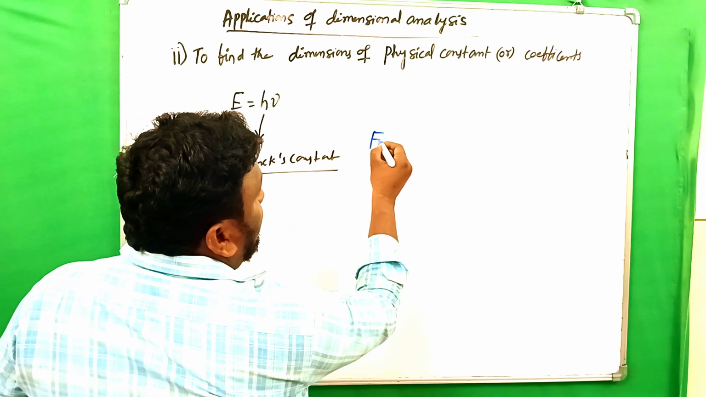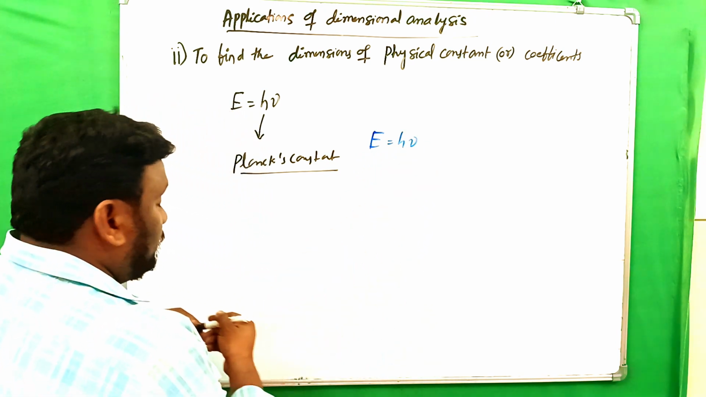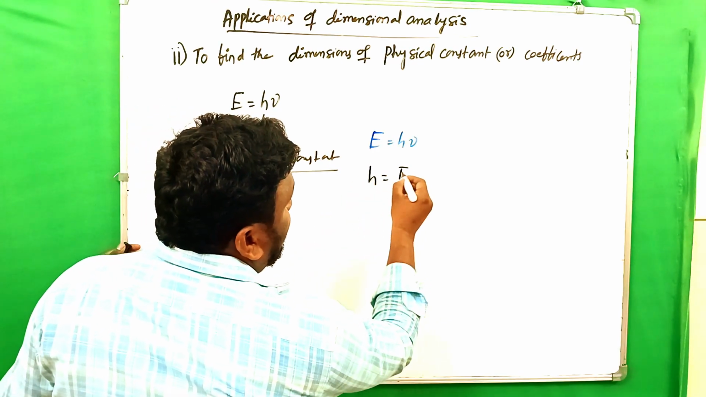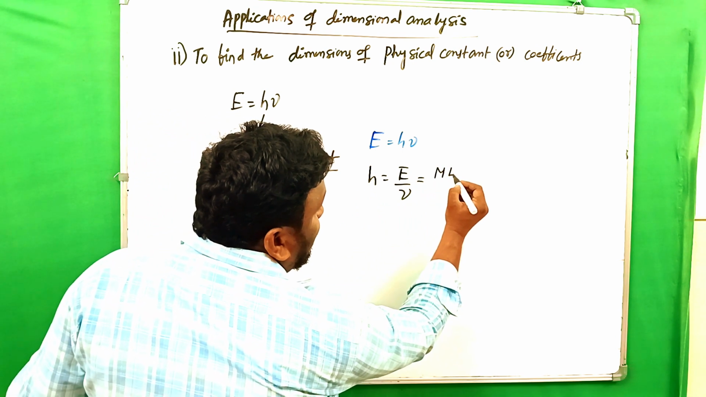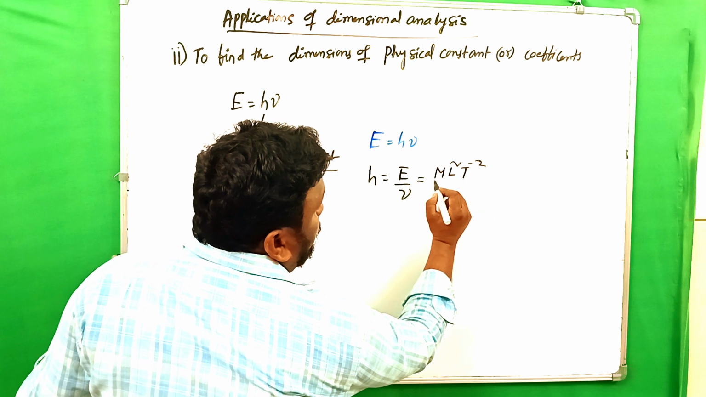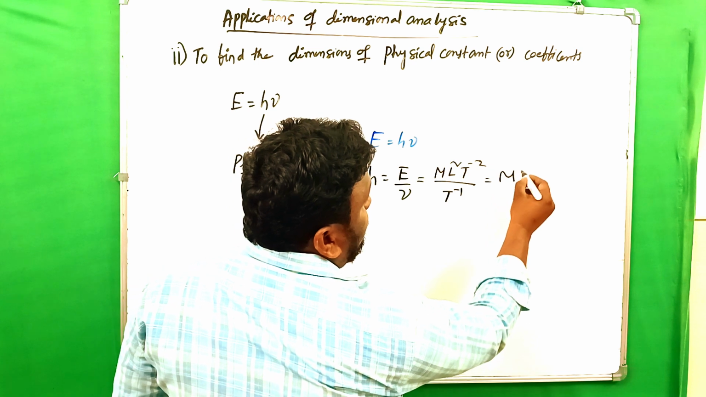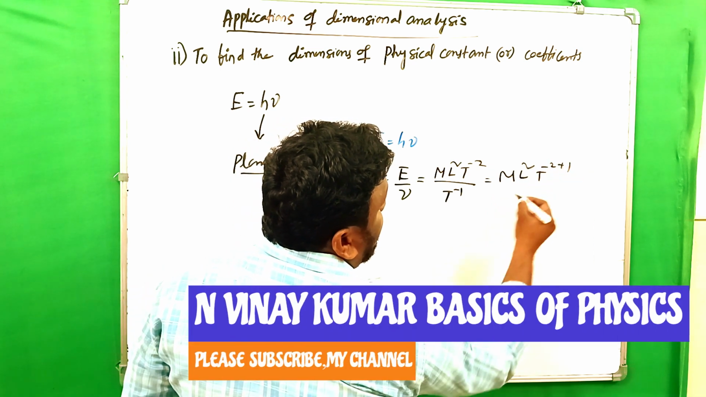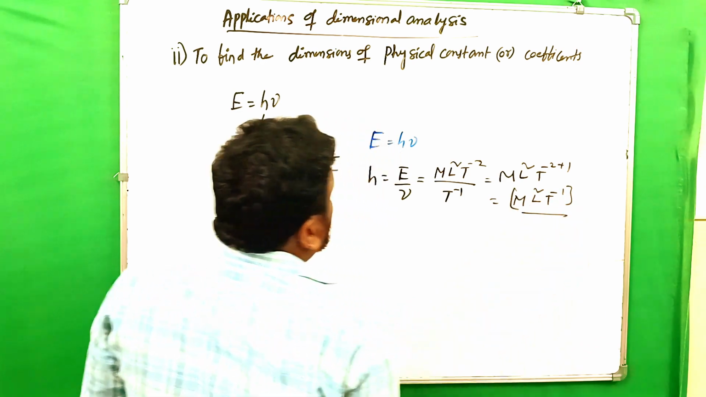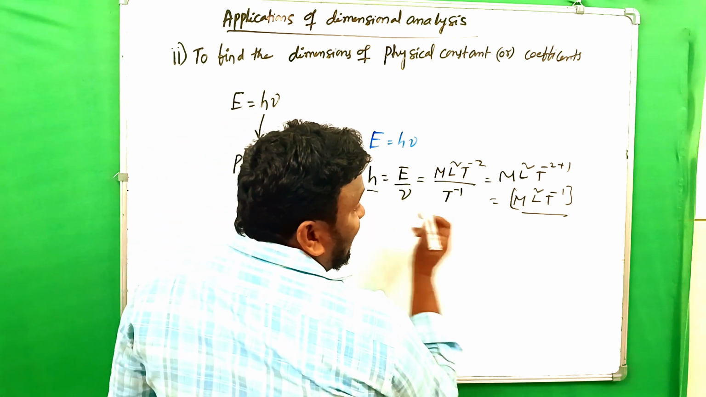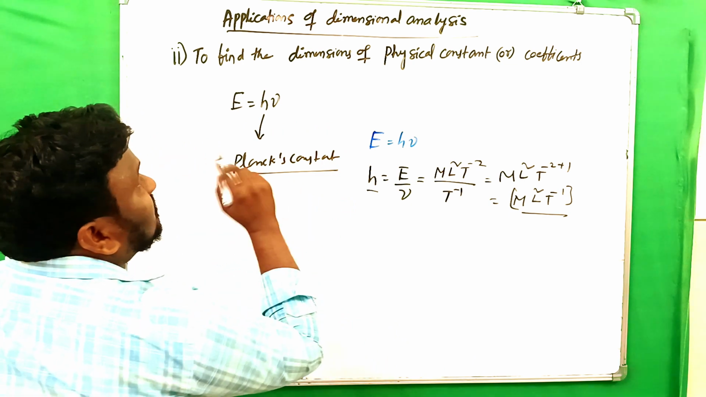Here, what is the formula? E is equal to h nu, and h is E by nu. So h is equal to E by nu. What is E here? Energy. Its dimension formula is M L square T inverse 2, divided by frequency, which is T inverse 1. Then we get M L square T inverse 2 plus 1, which is M L square T inverse 1. So this is the dimension formula of Planck's constant h, and the dimensions are 1, 2, minus 1. Clear? So in this way we can write the dimensional formula for constants.